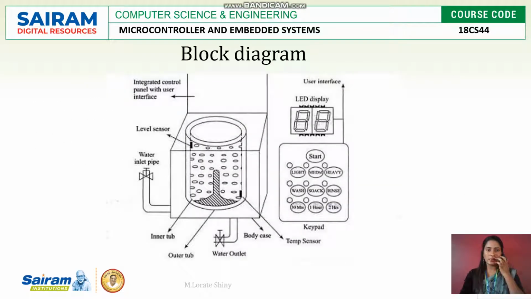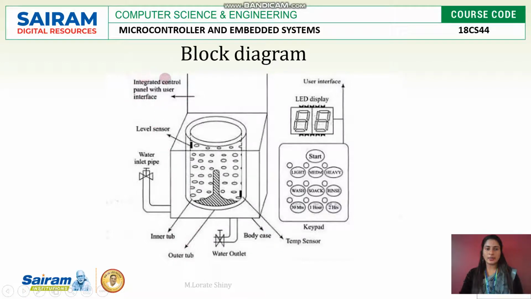This is the block diagram. You can see the user interface here. In the user interface we have an LED display and a keypad through which we can interface with the embedded system. And here this is the body case, temperature sensor and level sensor, and two pipes, water inlet pipe and outlet pipe, and two tubs, inner tub and outer tub.